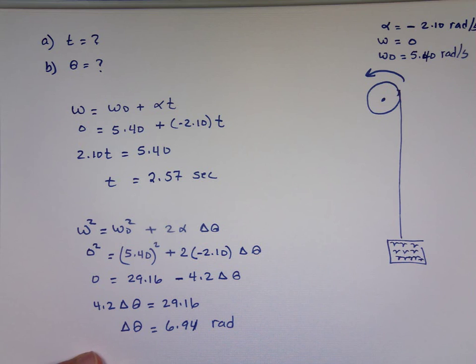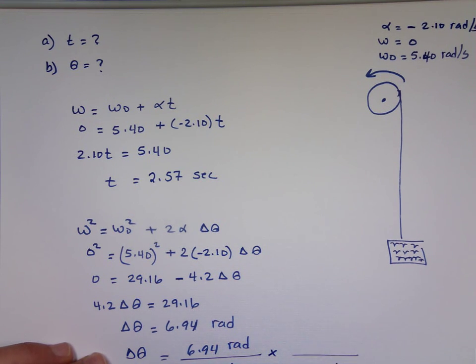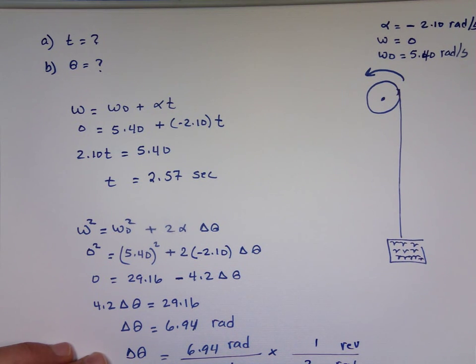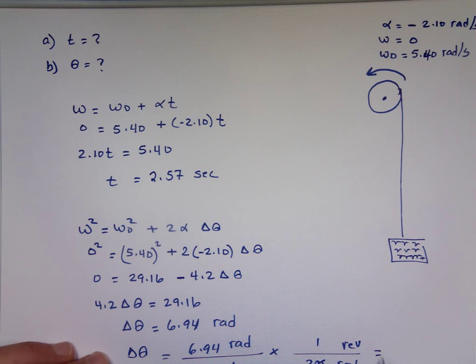Again, if you want to find that in terms of revs, you take 6.94 radian. One rev is 2 pi. If you divide it by 2 pi, that will tell you how many revolutions. 1.1.